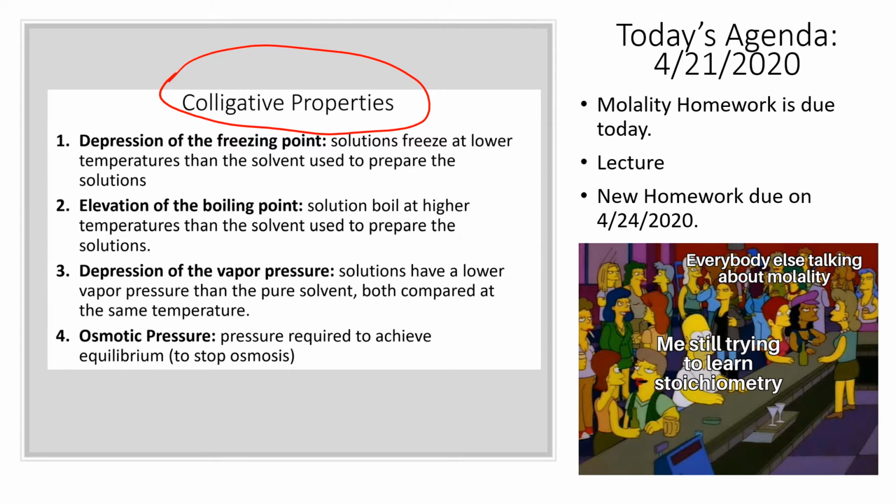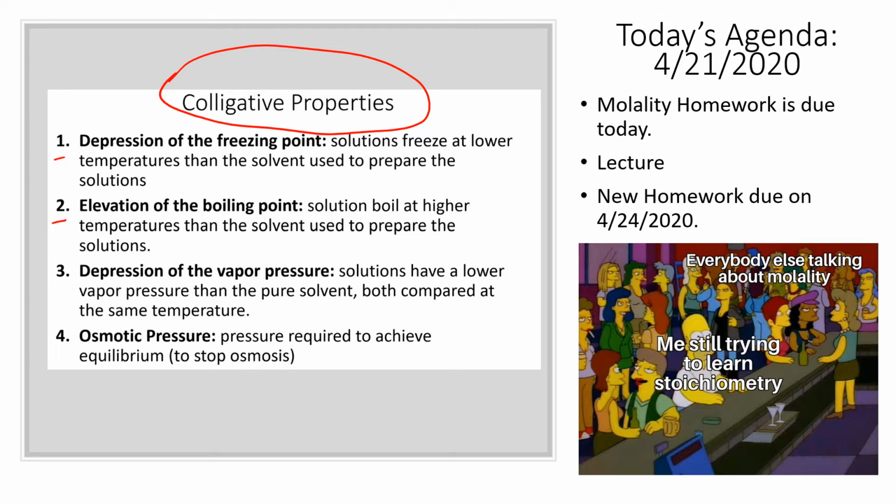So we'll cover depression of the freezing point, which means that solutions will freeze at lower temperatures than the solvent. So by adding solute, the temperature to freeze this solution now will drop more. Conversely, the boiling point goes up, it elevates. So adding a solute to a solvent will make the solution boil higher than what it normally does by itself.